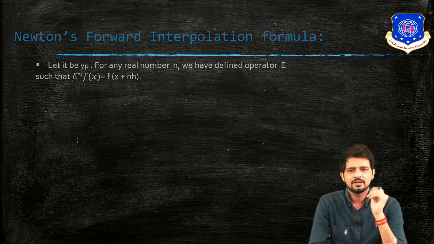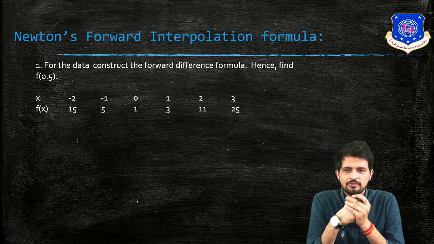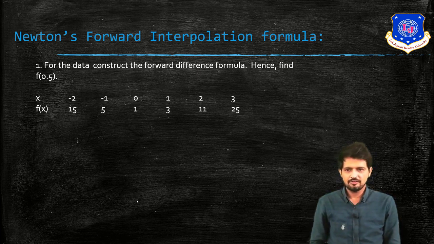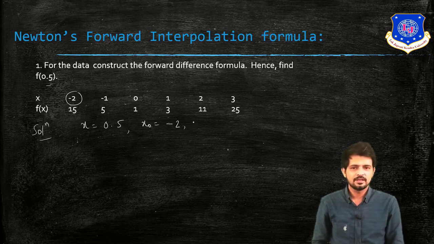Okay, let us solve one numerical on the basis of this. See, this is the given numerical. We have to construct the forward difference formula. We have to find the value of f of 0.5. So here f of 0.5 is there. So we have to apply the forward difference formula. It is already given. But before that we have to find the value of p. To find the value of p, first of all we have to write the value of x. See, this is our value of x, so we have to find the value of f of x. So x is equal to 0.5. What is x0? Our x0 is minus 2. The first value of x is our x0. Then h is the interval size.